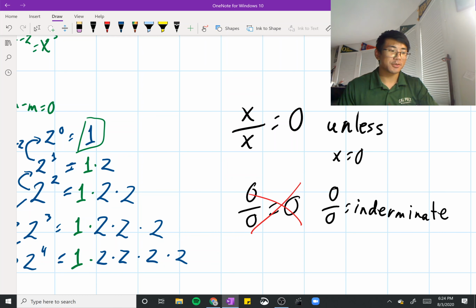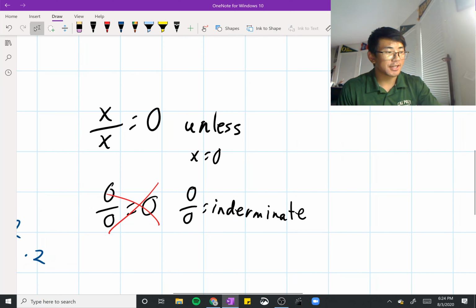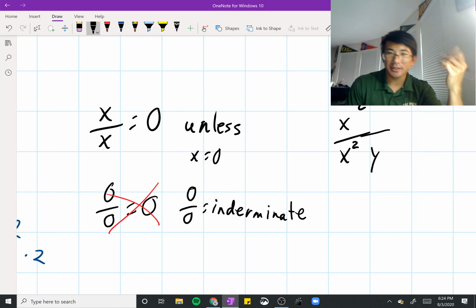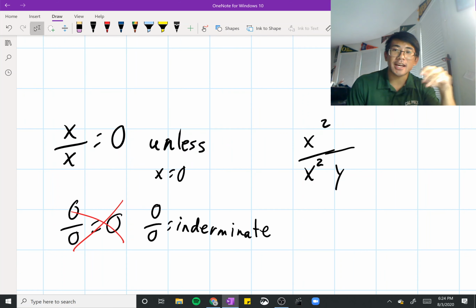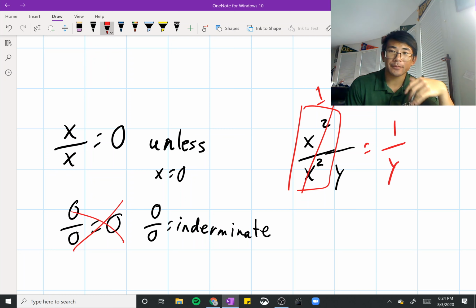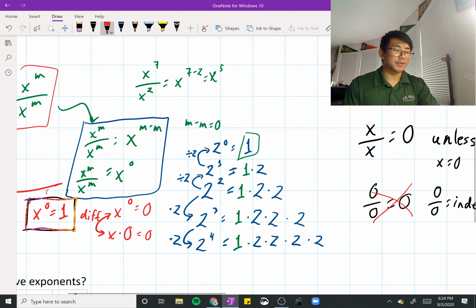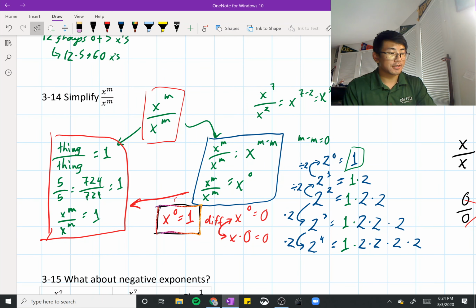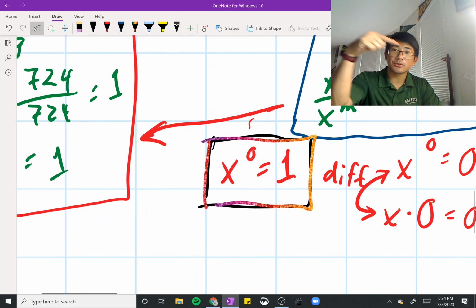But when you're working with these problems, for example, if I was to say x squared over x squared y, we're just going to assume that x is not 0 in this case. And so it's totally okay to say, hey, x squared over x squared, those form a giant 1, and so it just simplifies to 1 over y. Alrighty? So there you have it, an explanation, or several explanations, and hopefully at least one of them sticks and makes sense, that x to the 0 is actually equal to 1.